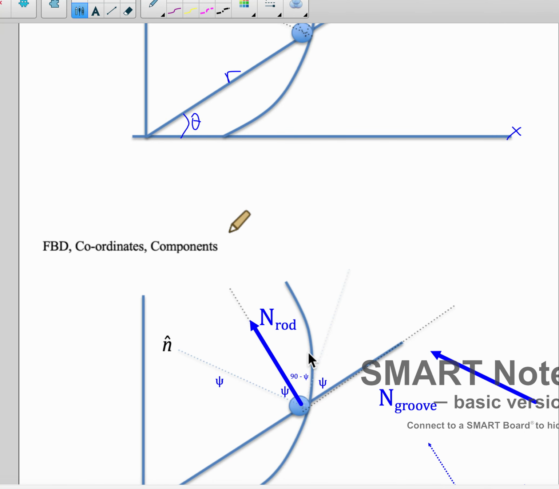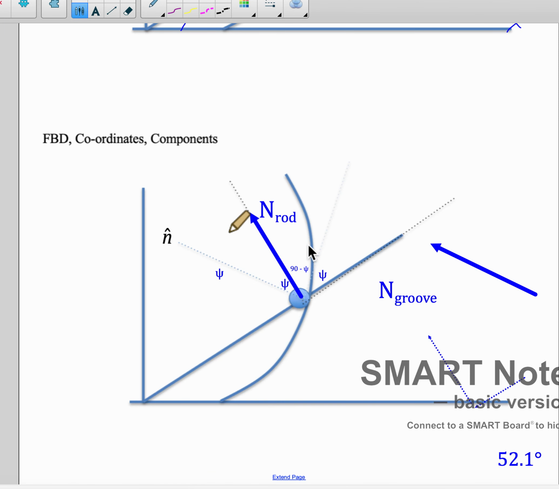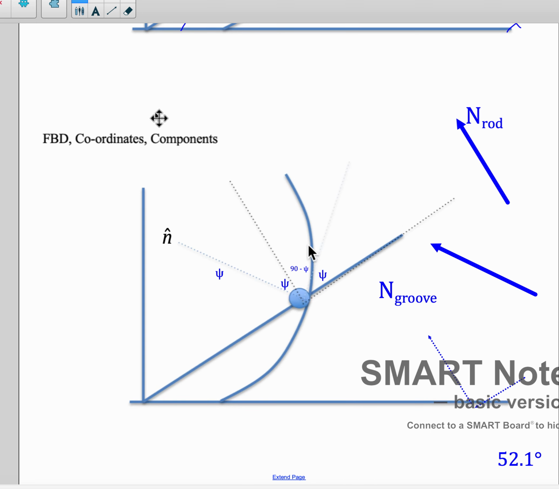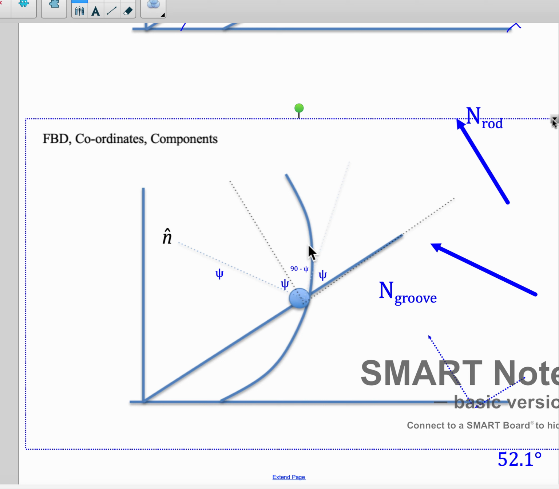I've got it drawn again down here, just to make things a little cleaner, because we had our coordinate system up there. Whoops, don't move that. It's supposed to stay there. Let's draw the forces on here now using this one.